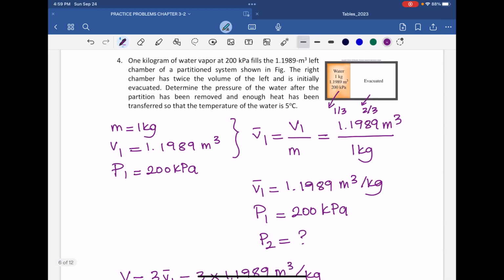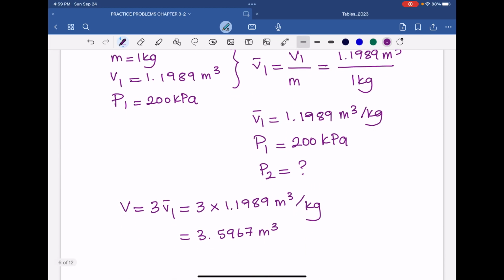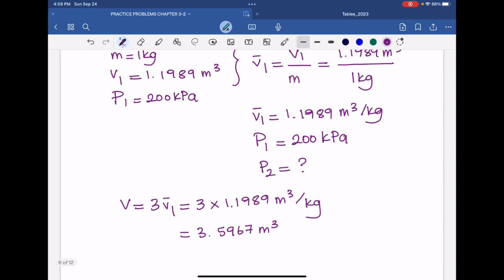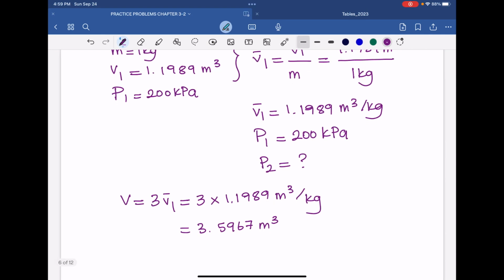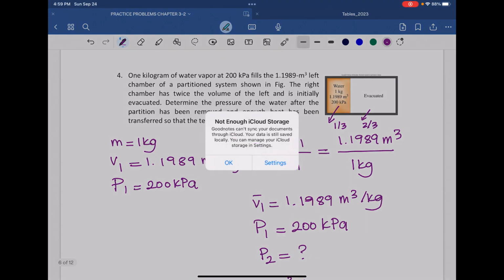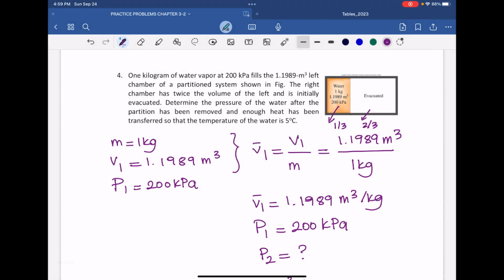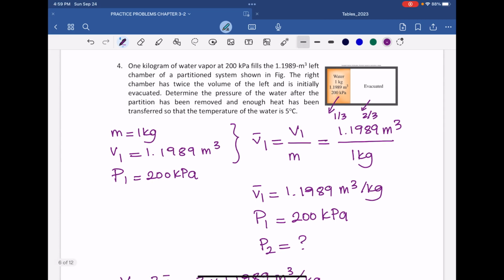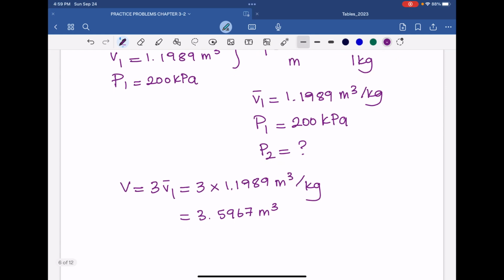So since now I know the overall volume, and I know also the mass, because mass doesn't change, because the mass of the water, they're not adding water or getting out water. This is just a closed system. We're removing the partitioning. So the mass of the water inside is 1 kilogram, but now it's occupying space 3 times of the initial volume once they remove the partition, right?